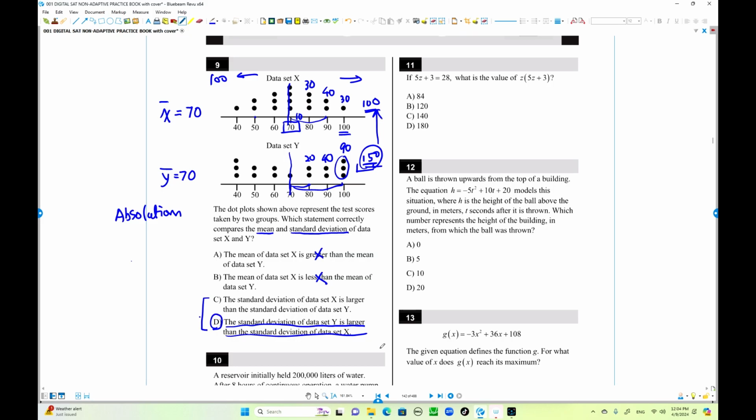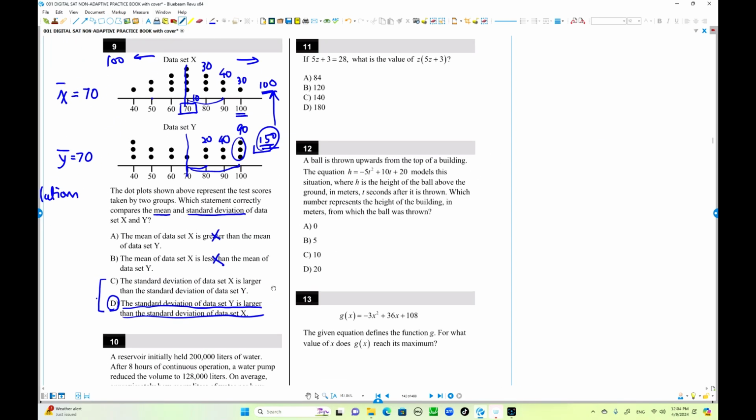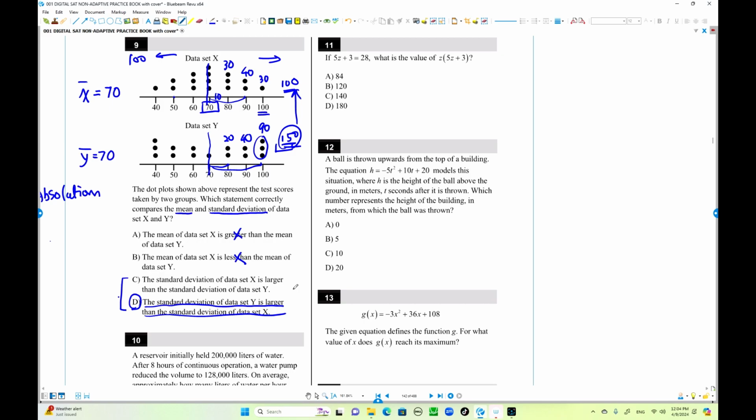All right, move on. Let me see. We try number 12 over here. Which number represents the height of the building? In the equation, how can you find the height of the building? They just throw the ball upward from the top of the building. It's going to hit the ground finally. The graph looks like this. They said it was thrown upward.